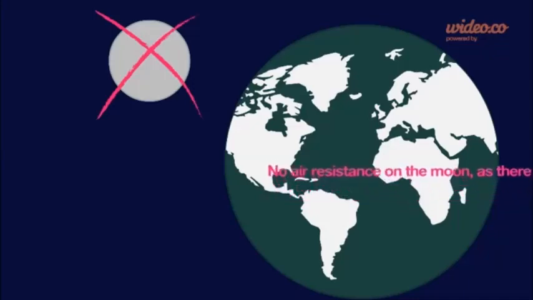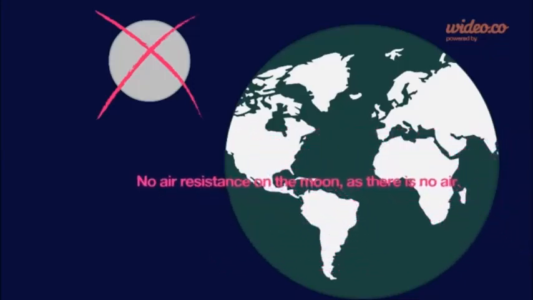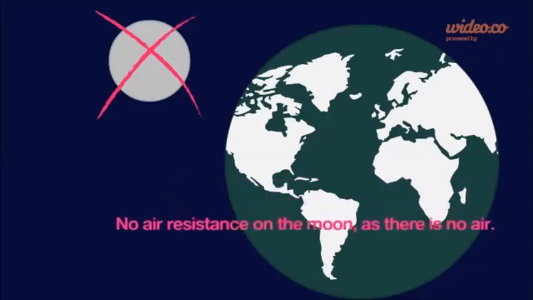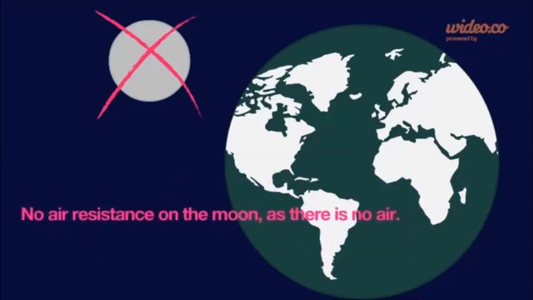The astronaut David Scott carried out a famous experiment on the moon. He dropped a hammer and a feather at the same time and found they landed together. As there is no air on the moon, there is no air resistance. The only force on both the hammer and the feather was the moon's gravity, which made them both fall with the same acceleration.